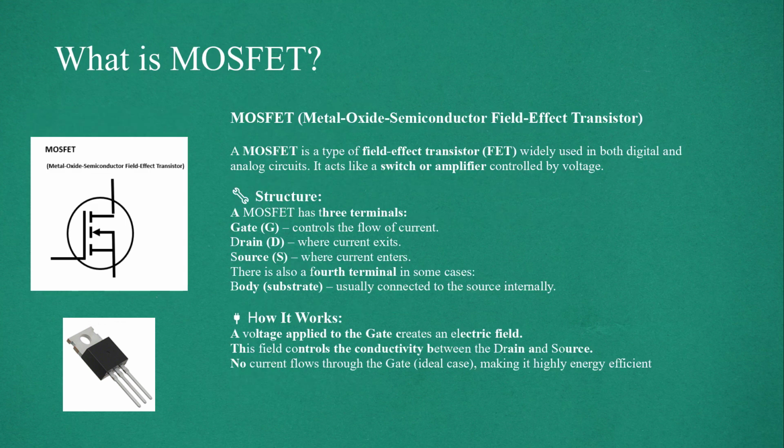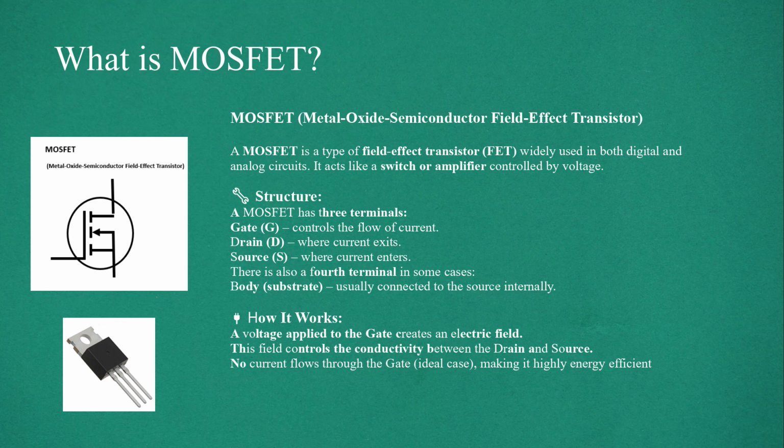MOSFET, metal oxide semiconductor field effect transistor. Structure: a MOSFET has 3 terminals. 1. Gate G controls the flow of current. 2. Drain D, where current exits. 3. Source S, where current enters. There is also a 4th terminal in some cases. 4. Body or substrate, usually connected to the source internally.